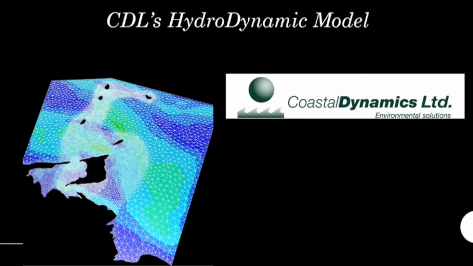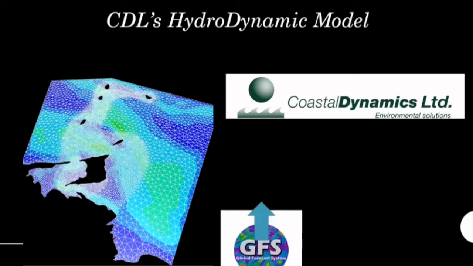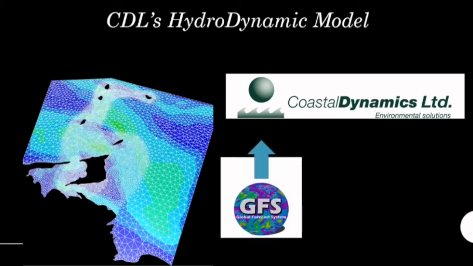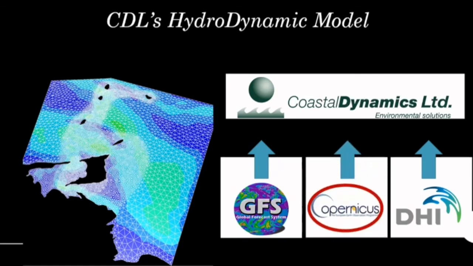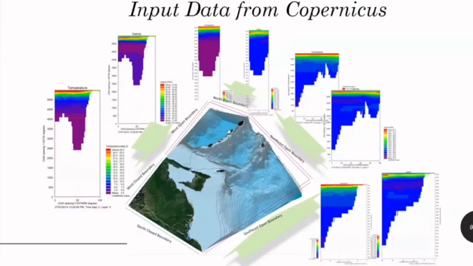In order to derive information from the model, the boundaries are inputted from various sources. These datasets include wind data from GFS, which is a weather forecast model from NOAA's National Centers for Environmental Prediction, water levels from DHI, which is an international water software development and engineering consultancy firm based in Denmark, temperature, salinity, as well as horizontal and vertical velocities from Copernicus, which is a European satellite program.